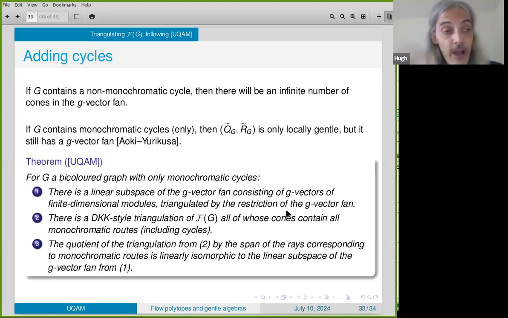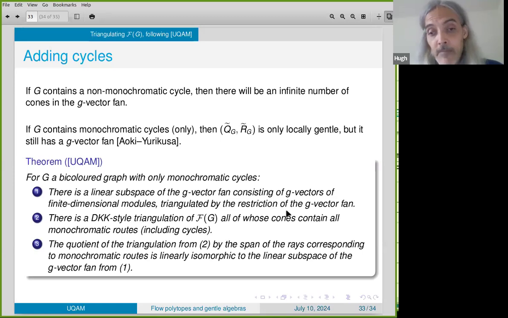And so the other main thing that we did was to think about what happens if G contains cycles. By cycle I mean oriented cycle. If G contains a non-monochromatic oriented cycle, there will be an infinite number of cones in the G vector fan. That's a little undesirable from the point of view of the people doing graph theory. They like counting these things. Well, the answer will just be infinity. It's also very interesting, but we said, well, maybe that's for another day.